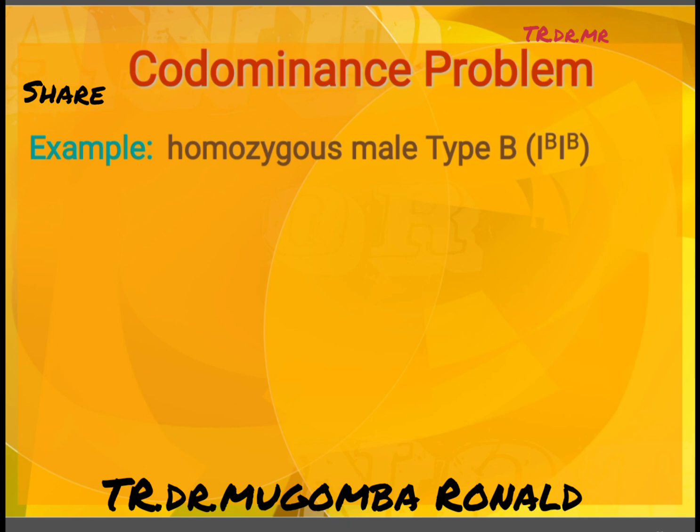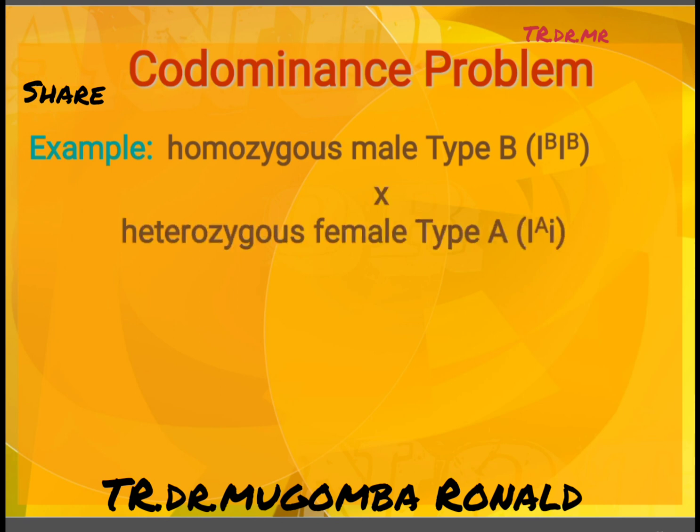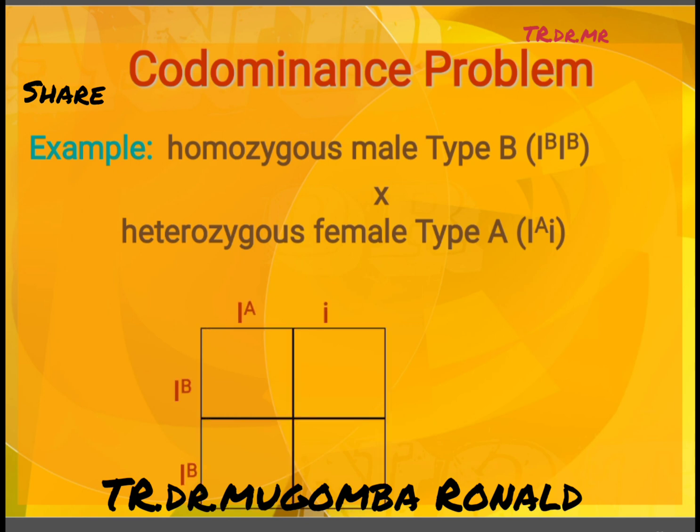So now we can go ahead and look at this problem here. We have two parents, a female and a male. This male here is homozygous for blood group B. When he's homozygous for blood group B, that means he has both alleles as B. The mother is heterozygous, she has one as A and the other one is O. So when we try to cross these two, you will end up with something which looks like this.